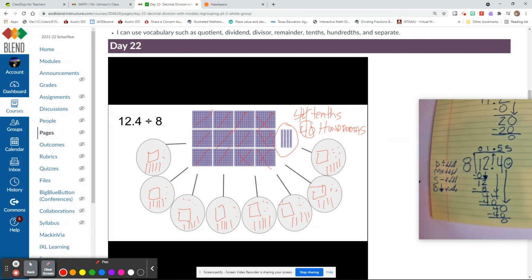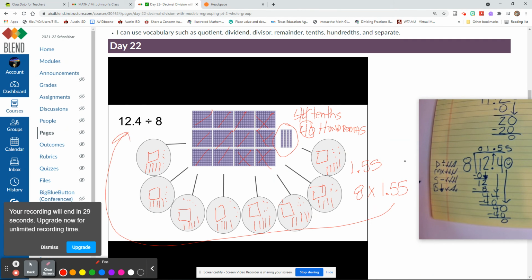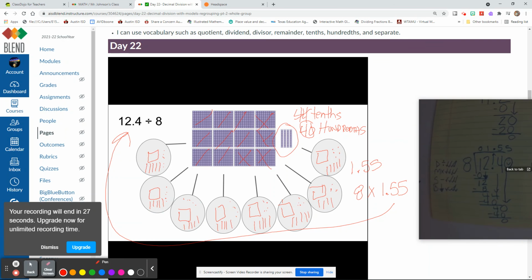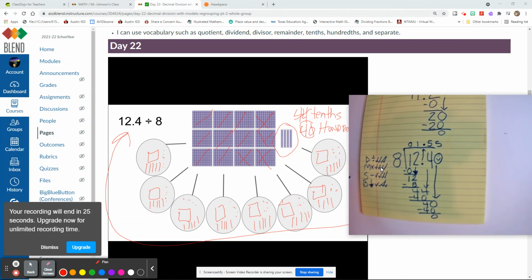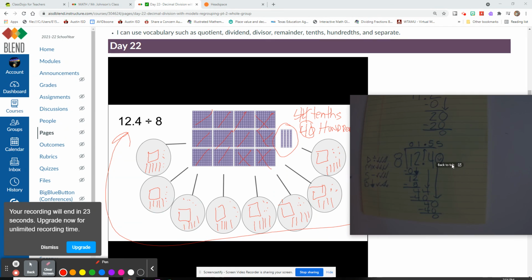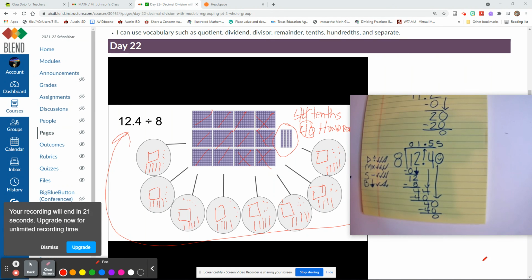All right, so in each group there is one whole, 5 tenths, and 5 hundredths. So we have 8 groups of 1 and 55 hundredths, which gives us 12 and 4 tenths. And we know that because the algorithm always works. And we did the math on the algorithm. And aren't we glad we did? Because look how much drawing we had to do.